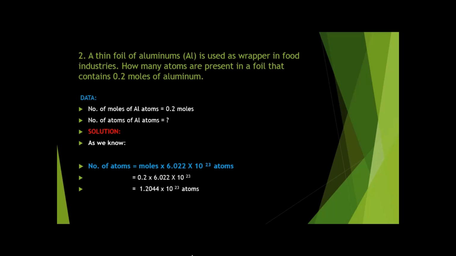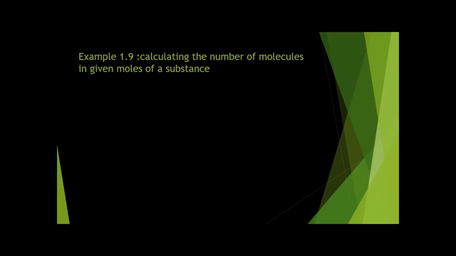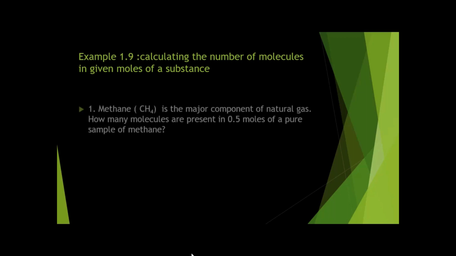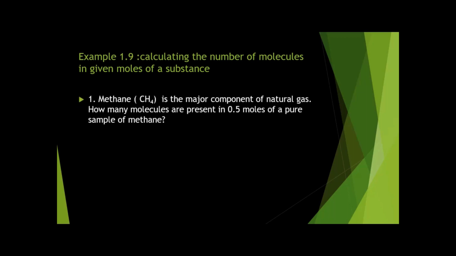1.2044 exponent 23 atoms of aluminum we have. Now example 1.9. Actually students, these are the examples and these are already solved in your book, but we are applying the formula method, so we have to calculate them too by using formula method. Example 1.9, calculating the number of molecules in given moles of a substance.